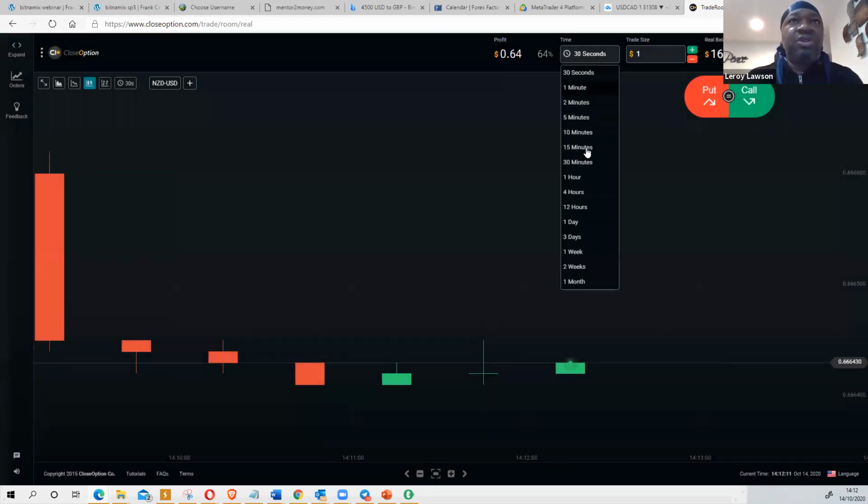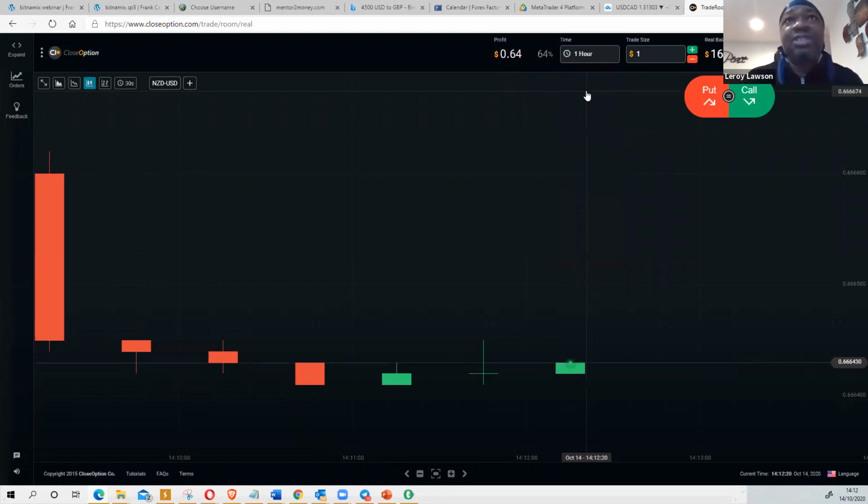Whenever I put a trade on, my duration is really about an hour, though you can do a 15-minute trade. You also want to trade a percentage of your account. So if you've got $100, you may want to only do $10 trades. If you've got a bigger amount, then you can change it from there onwards.